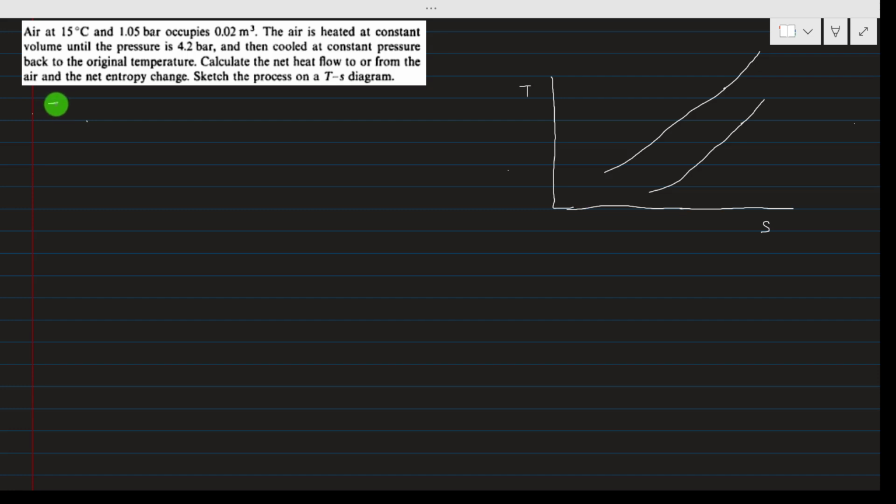Okay, so we have air at a temperature. So what is the temperature T1? That is 15 centigrade. If you convert that into Kelvin, just add 273 to it and you will get 288 Kelvin.